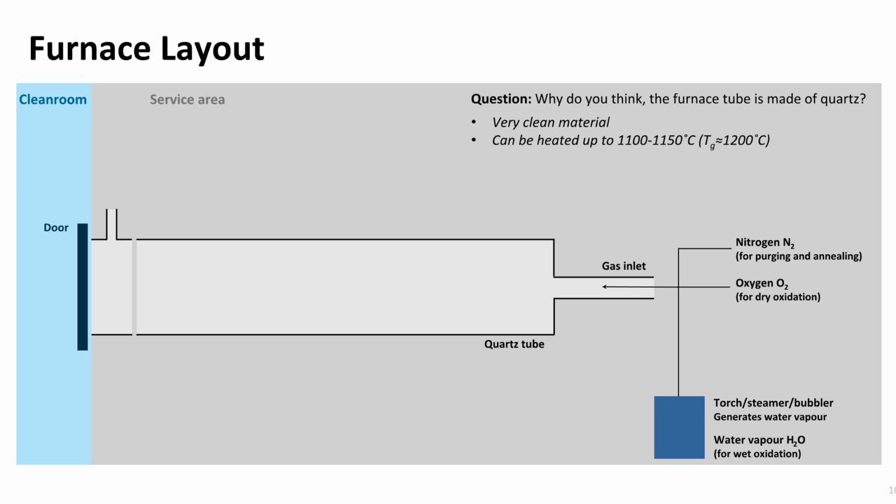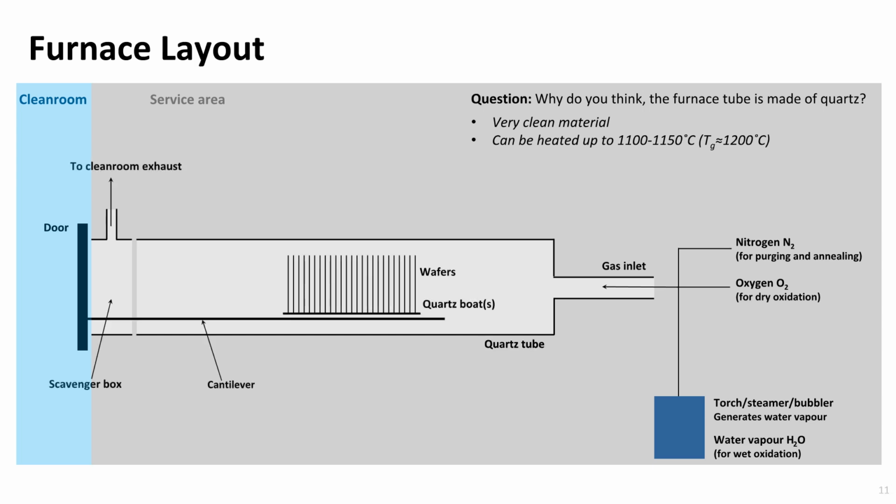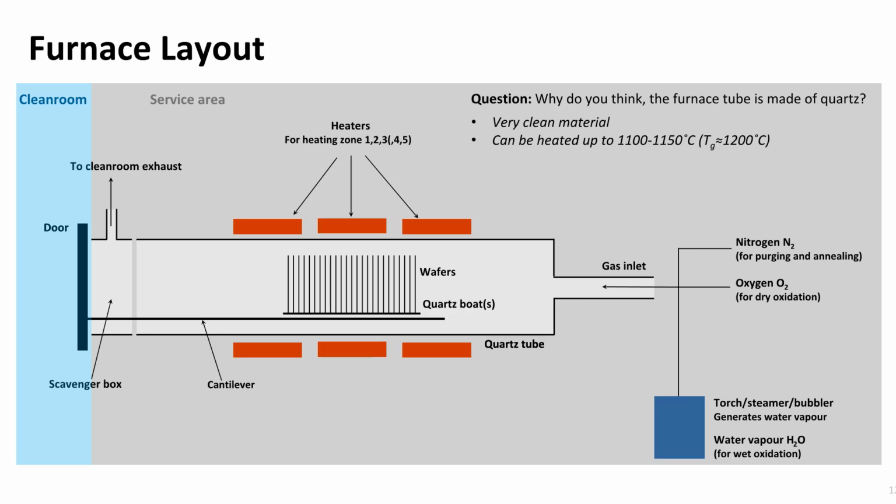The water vapor is generated by either a torch, a steamer, or a bubbler, and this will be explained on the next slide. At the door side, there is a so-called scavenger box with a gas outlet. The gas outlet is connected to the cleanroom exhaust system. On the door, a cantilever is mounted. Wafers are placed in one or more quartz boats on the cantilever, depending on which furnace is used. The furnace is heated by either 3 or 5 heating elements, depending on the size of the furnace tube. The heating elements are coils wrapped around the furnace tube. They are placed in the middle part of the furnace tube.